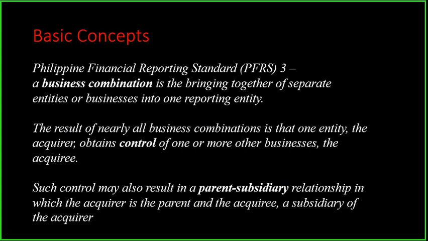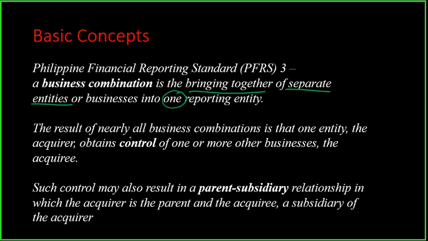Business combination will be covered by PFRS number 3. In this standard, it defined business combination as the bringing together of separate entities. Take note, they should be separate at the beginning, and then you bring them together, separate entities or businesses into one reporting entity. So, as the Spice Girls said, when two become one, or two or more become one.